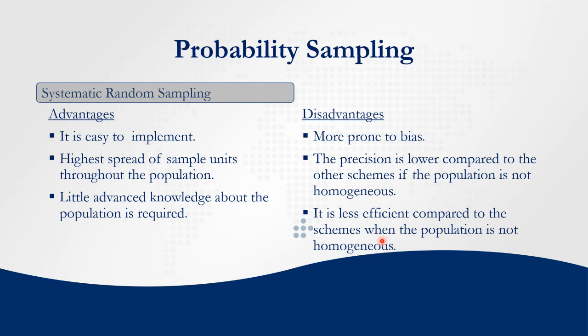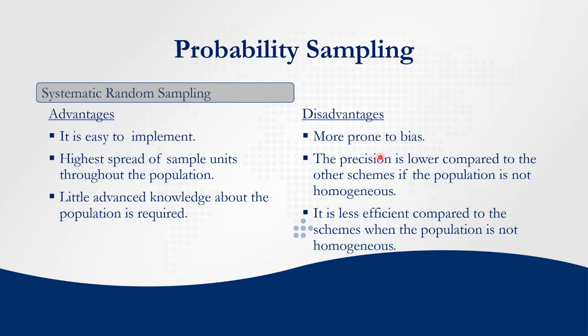So the advantages also, it's easy to implement. The higher spread of sample units. So your sample units will be spread out, right? You don't need a lot of knowledge because you are not using any other variables. I mean, any other auxiliary information about the units. You are just following a systematic approach.